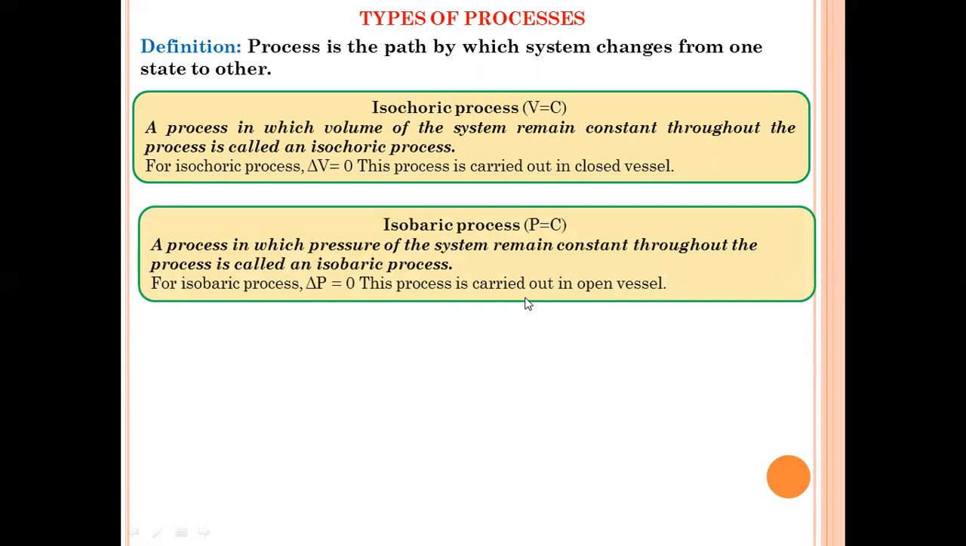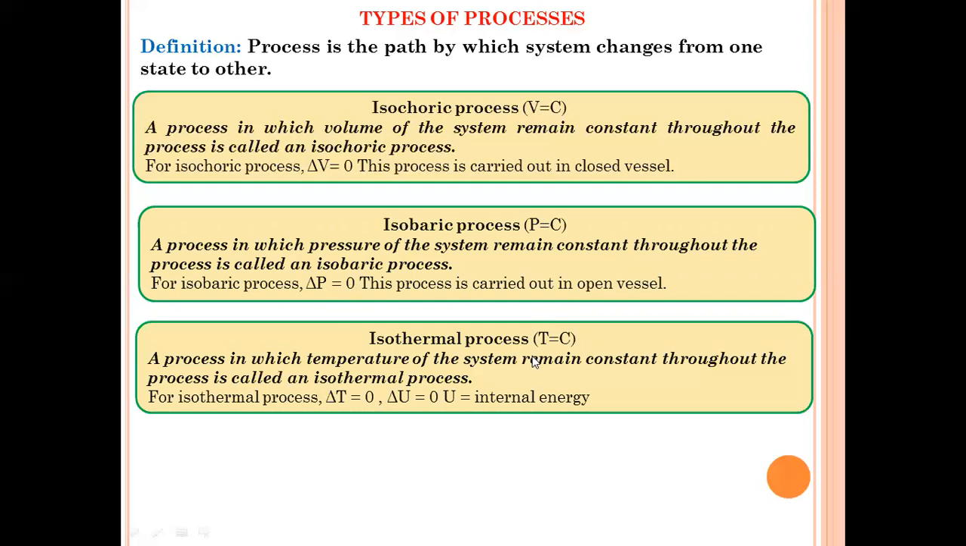Second, the isobaric process. A process in which the pressure of the system remains constant is called an isobaric process. For an isobaric process, the change in pressure is equal to 0, and this process is carried out in an open vessel. The third one is the isothermal process, also called the constant temperature process. A process in which the temperature of the system remains constant is called an isothermal process. For an isothermal process, the change in temperature delta T is equal to 0.